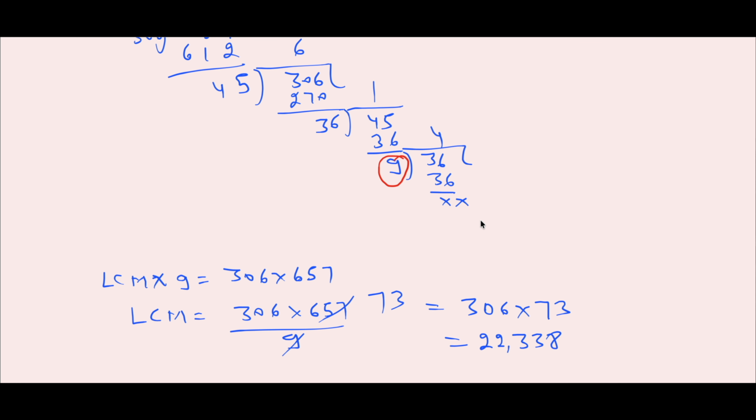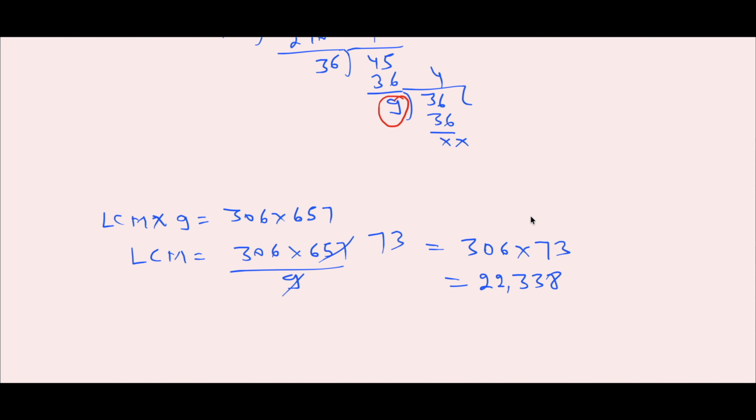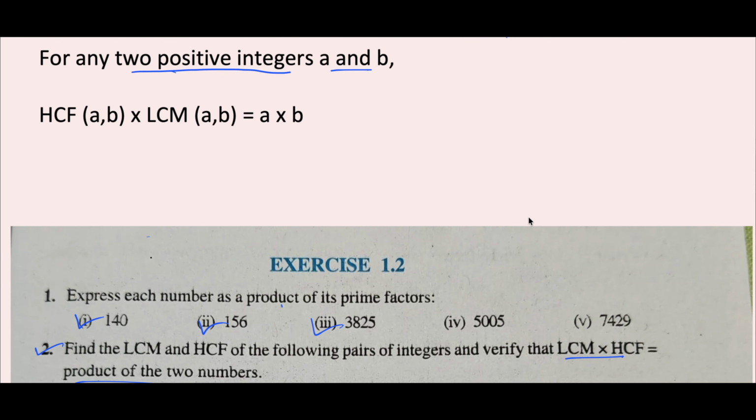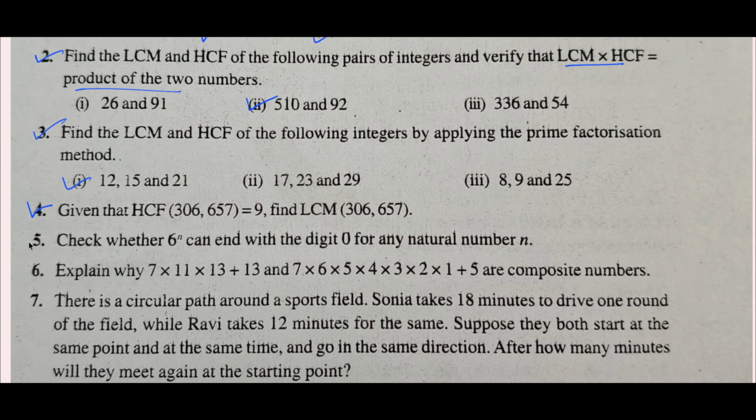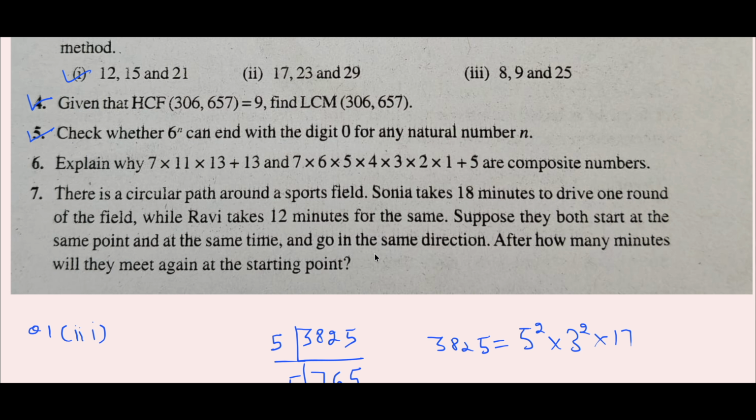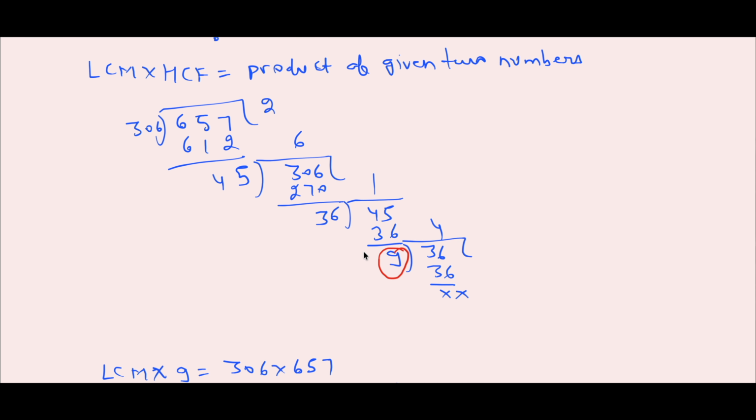Now let us see one more application of the fundamental theorem of arithmetic. This is about understanding the properties of the given numbers. So we will move to question number 5, and 5 asks, check whether 6 to the power n can end with the digit 0 for any natural number n or not. So we have to find out that for any natural number n, can 6 to the power n end with the digit 0 or not. So moving to question number 5.